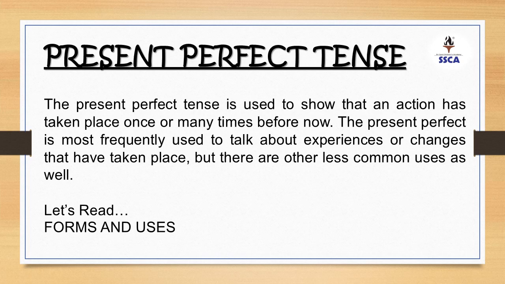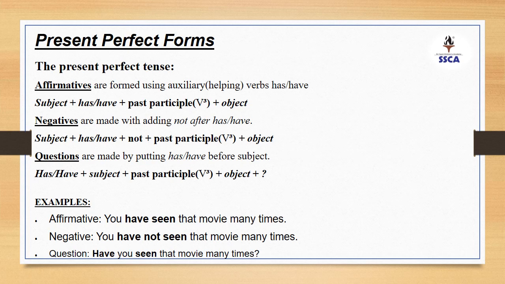The present perfect is most frequently used to talk about experiences or changes that have taken place, but there are other less common uses as well. Let's read and understand forms and uses of present perfect tense. Present perfect forms. Now, the present perfect tense also has these forms: affirmatives, negatives, and questions.